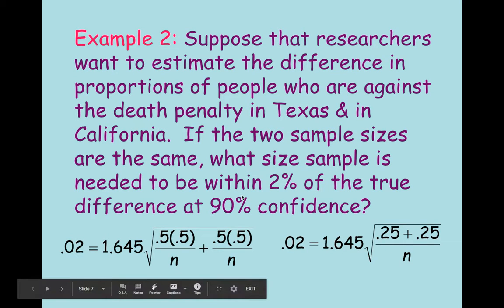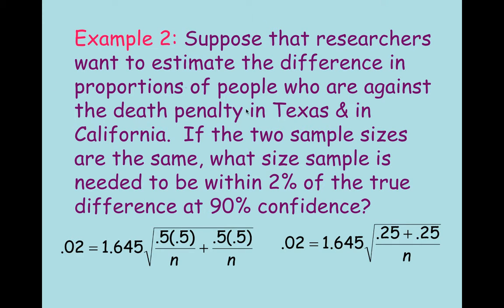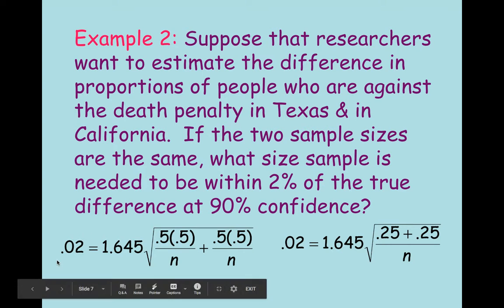A second example here, it says, suppose that researchers want to estimate the difference in proportions of people who are against the death penalty in Texas and in California. If the two sample sizes are the same, what size sample is needed to be within 2% of the true difference at a 90% confidence interval? So 2% difference would be 0.02. This is our Z star for 90%.